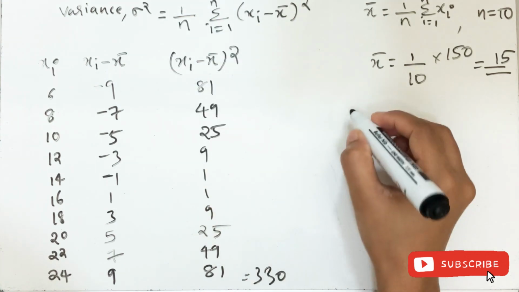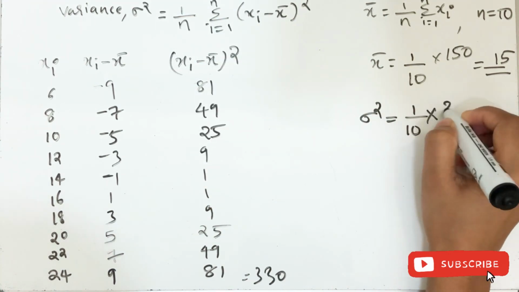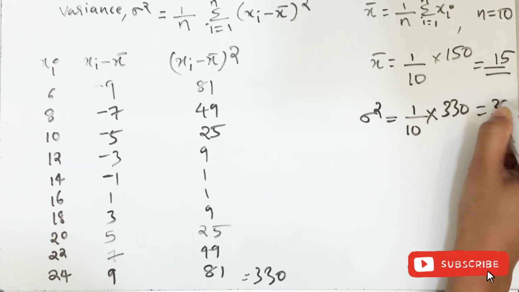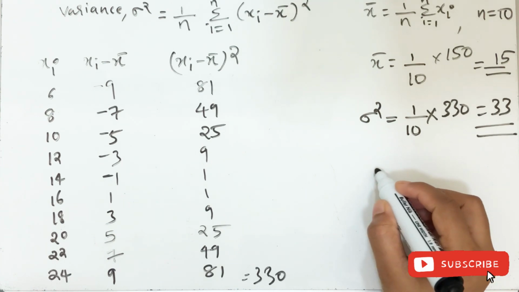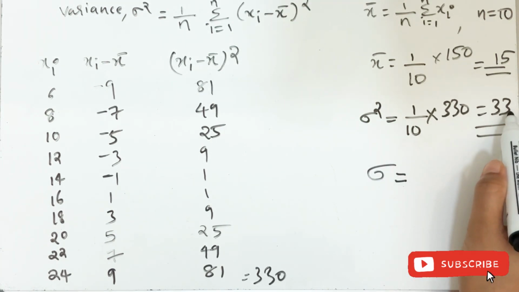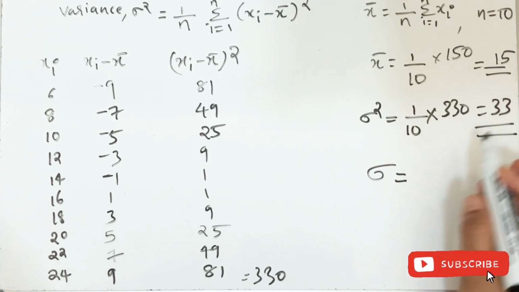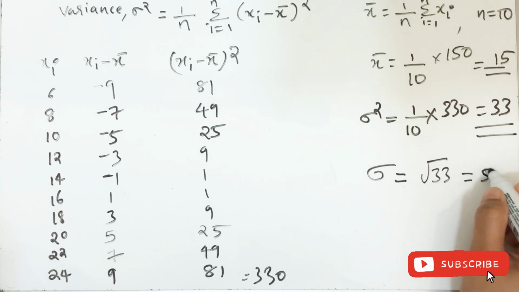So sigma square, or variance, is equal to 1 by 10 into 330, that is equal to 33. So what is the standard deviation? Standard deviation, or sigma, is equal to the positive square root of variance, that is the square root of 33, which is equal to 5.74.